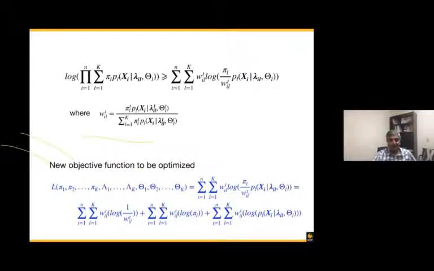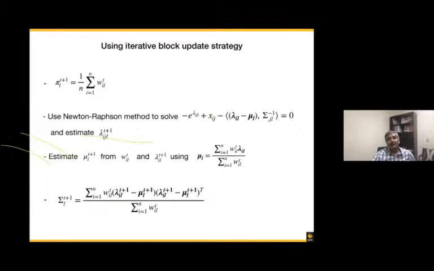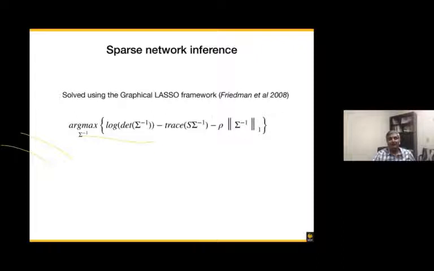So if you're interested, please take a look at that. But I'll just say that you can estimate the parameters using a block update strategy combined with a Newton-Raphson method. And that helps us then optimize, right? Identify the values of the parameter for which the likelihood function is optimized.